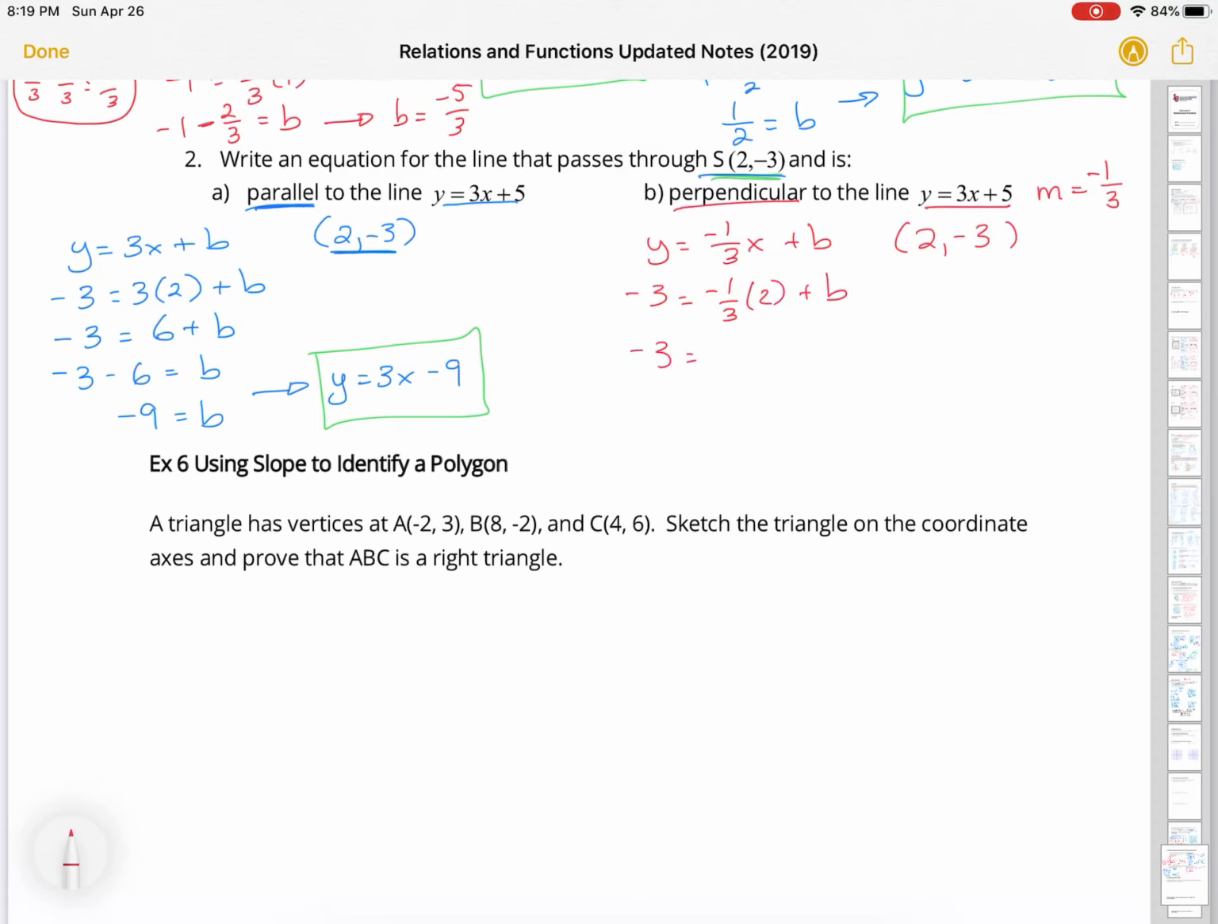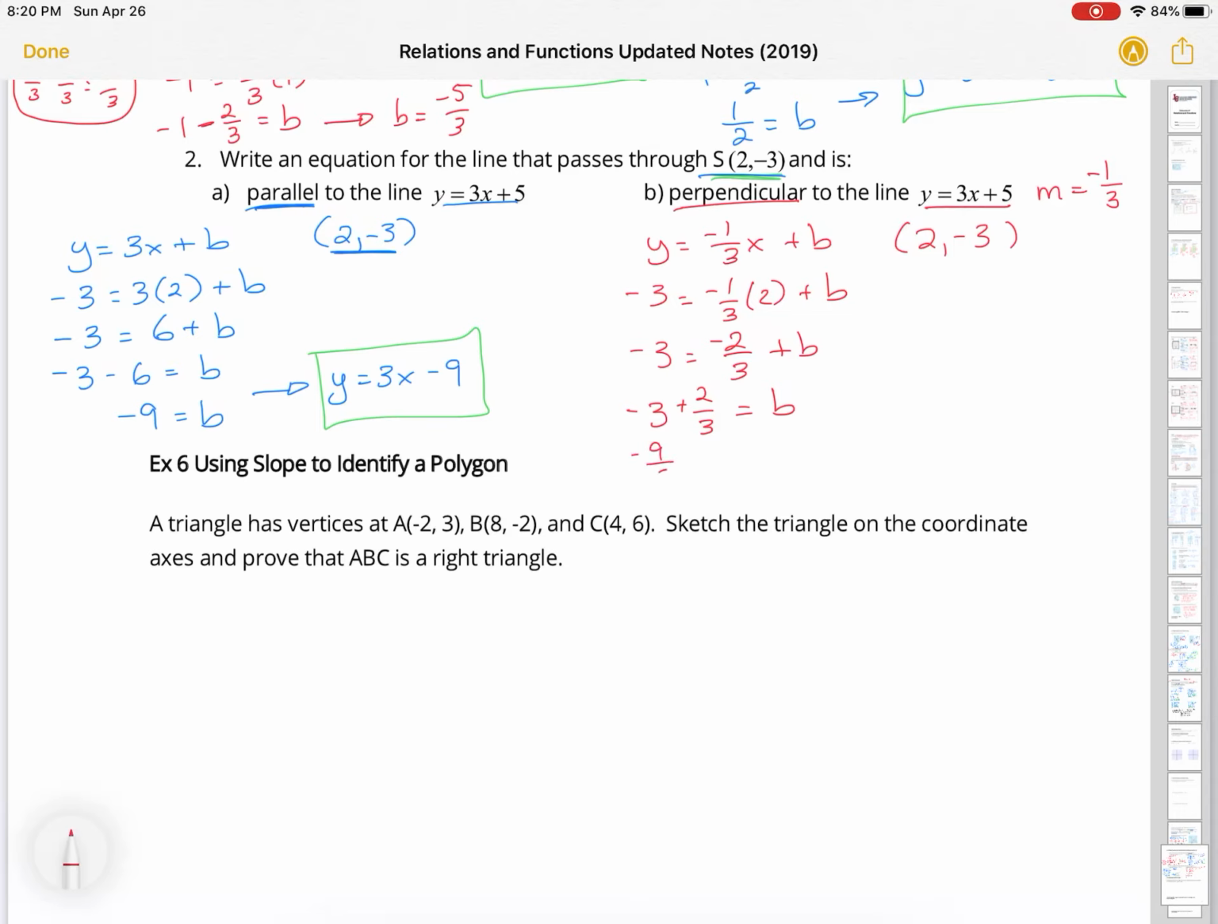M is negative 1/3. X is 2 plus b. Let's solve this. So I'm going to get negative 2/3 plus b. Now I want to move that over. So it'll be negative 3 plus 2/3 equals b. Think about your fraction math.